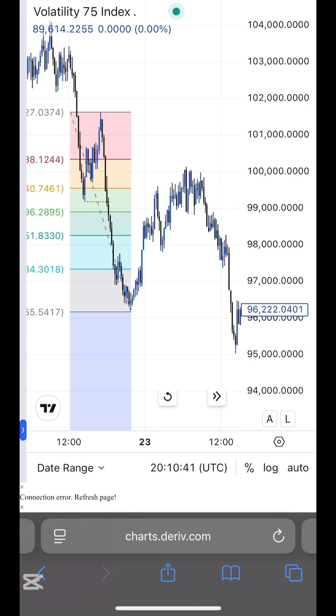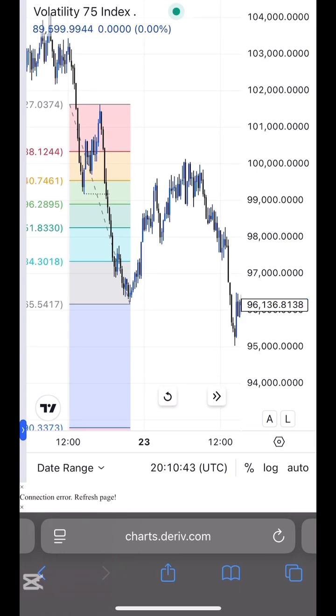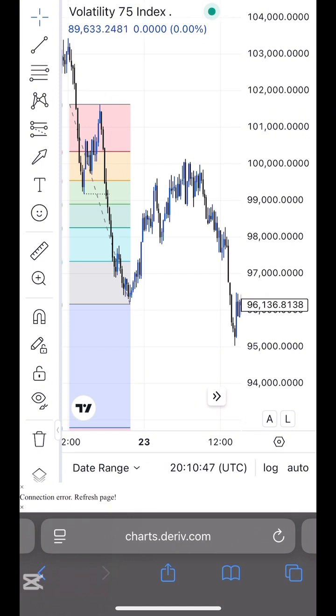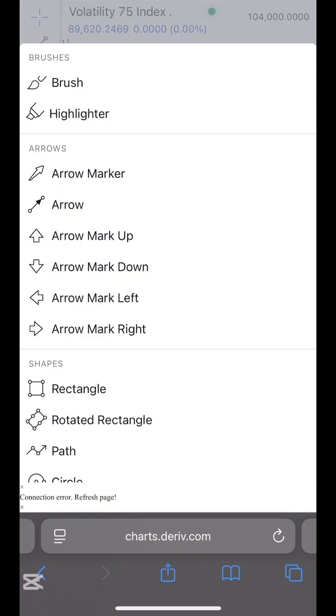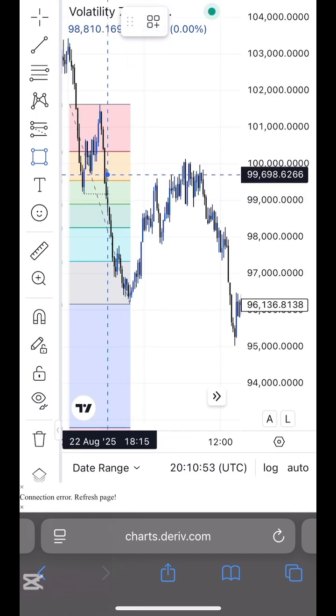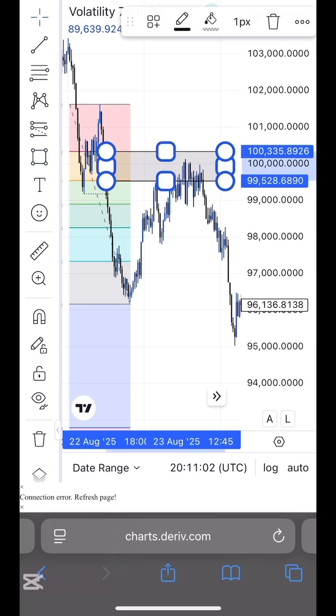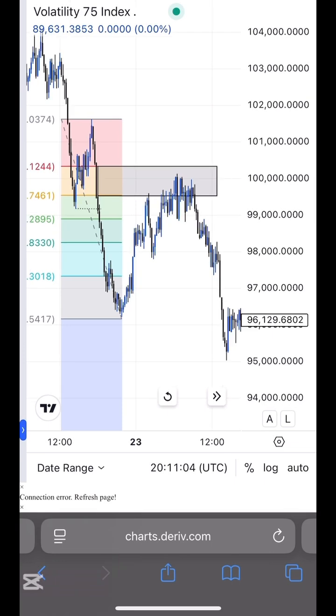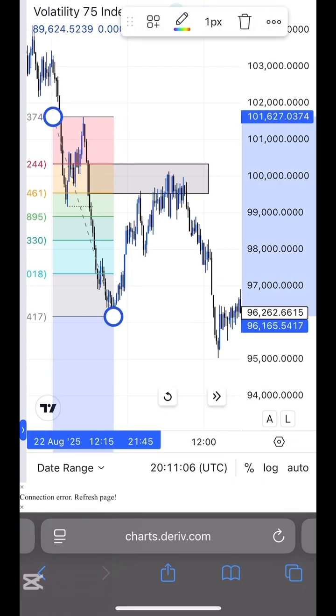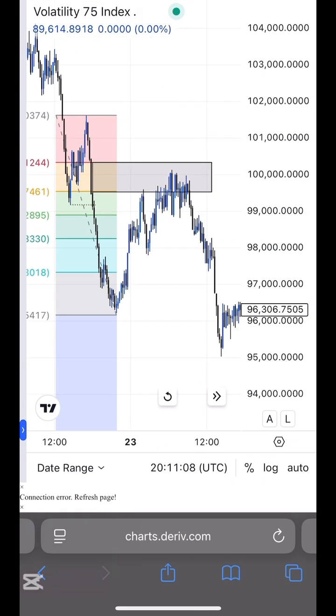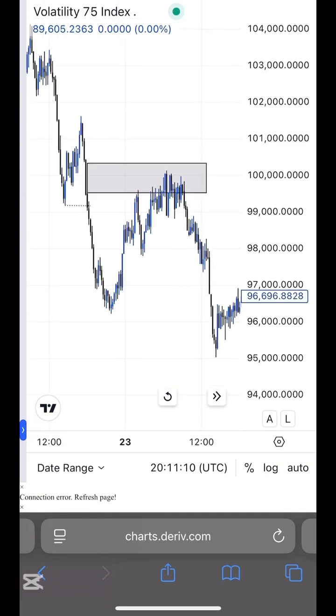So you mark your Fibonacci retracement, then your golden zone. You now take the rectangle tool and mark that zone as your entry. Just make sure the rectangle is in between those two digits. That will be your golden zone.